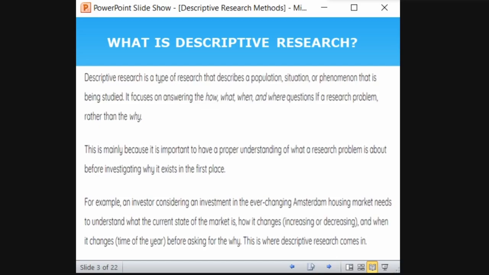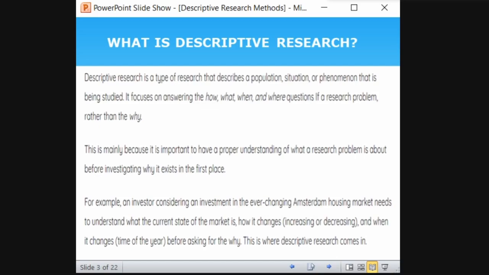For example, consider this, okay? An investor considering an investment in the ever-changing Amsterdam housing market needs to understand what the current state of the market is, how it changes, right? And when it changes, before asking why. This is where descriptive research comes in. See, in this example, Amsterdam is a city in the Netherlands. An investor is planning to make an investment in Amsterdam, Netherlands, and it concerns Amsterdam's housing market.